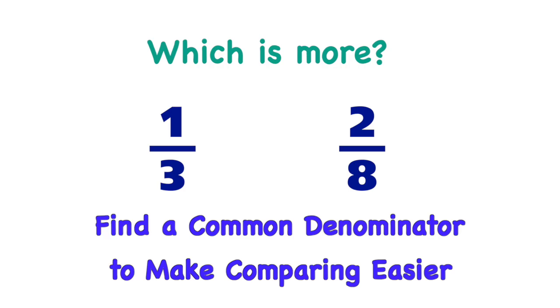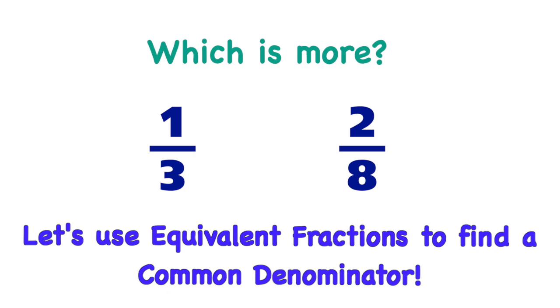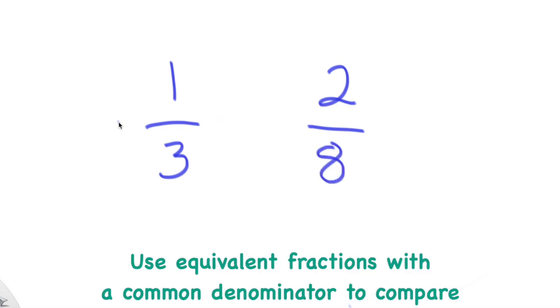Luckily, we can use what we know about equivalent fractions to find common denominators and help us figure out who read more. Pause the video and think about how we might be able to use equivalent fractions to help us. Let's set up our fractions so we can compare them. Okay, now, if we can find an equivalent fraction for 1/3 and an equivalent fraction for 2/8 that both have a common denominator, we can compare.